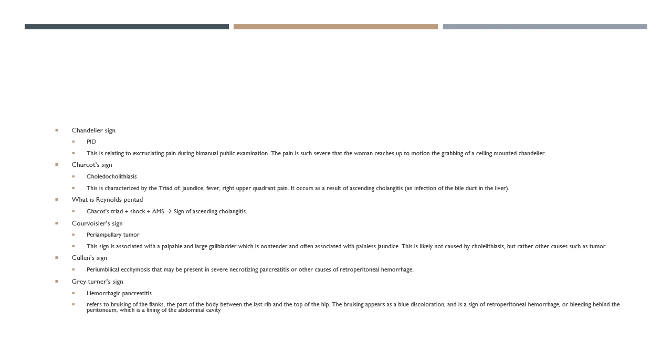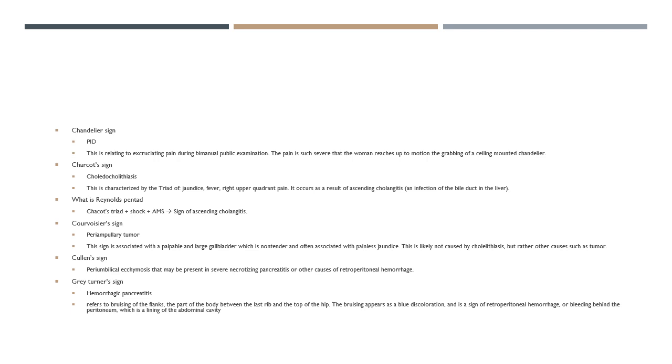Now you have Grey Turner sign, which is very similar, also associated with a hemorrhagic pancreatitis or an acute pancreatitis. However, this is going to manifest on the flanks. So this is going to be bruising of the flanks that are part of the body between the last rib and the tops of the hips. So that's describing where the flanks are. The bruising appears as a blue discoloration and is a sign of retroperitoneal hemorrhage or bleeding behind the peritoneum, which is the lining of the abdominal cavity.